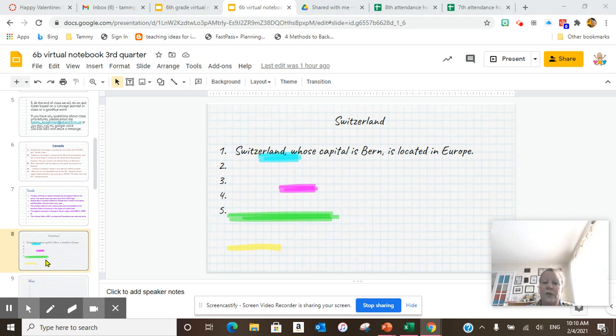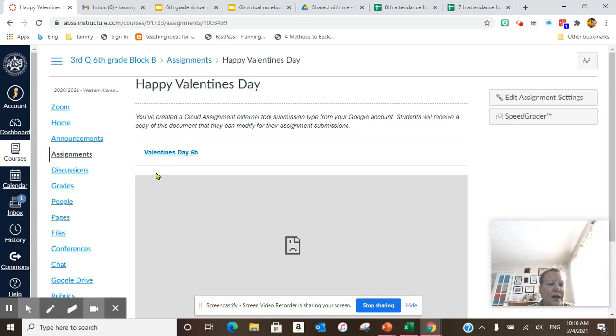We're on the Switzerland slide, and it said Switzerland, whose capital is Bern, is located in Europe. Then we looked at some ski resorts in Switzerland, in the Swiss Alps. We also noted that Switzerland speaks German and French, and we looked at where it is located in Europe. It is on the continent of Europe. After we did that, we tried to go to our Valentine's Day 6B.